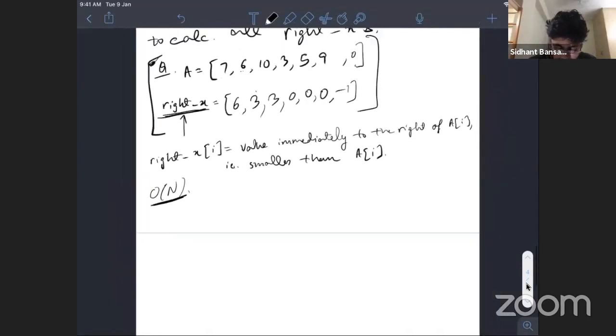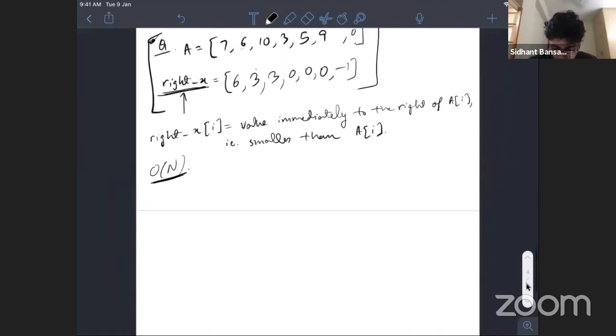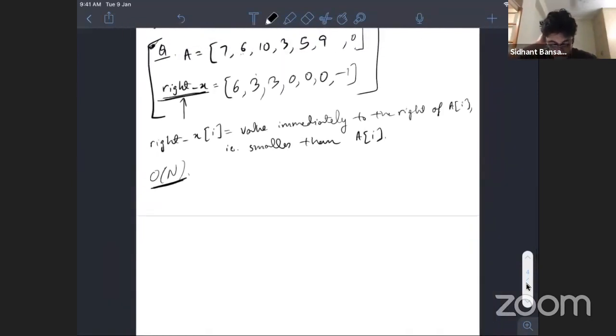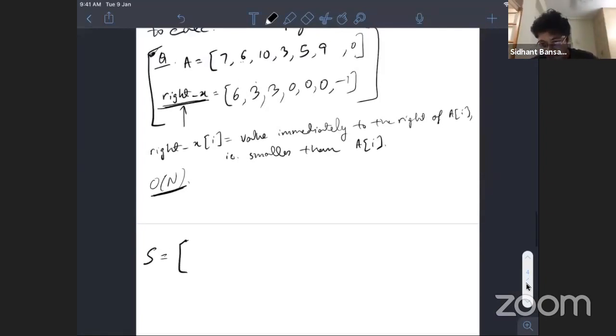To solve this question in O(n), you use a stack, let's label it S, and you have this array, 7, 6, 10, 3, 5, 9, 0. You first put in 7, then you put in 6. Now, when you're putting in 6, you realize that the stack's top 7 is actually bigger than 6. So you say, pop 7 out from the stack.